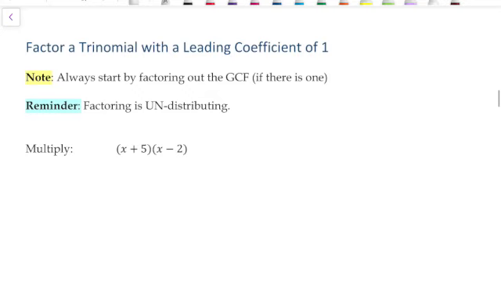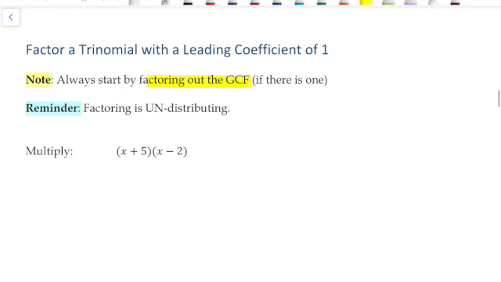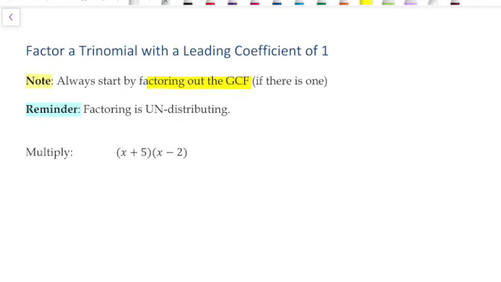All right, so now we're going to look at factoring a trinomial with a leading coefficient of 1. Always, always, always start by factoring out the GCF if there is one. All right, so a reminder that factoring is just undistributing. So let's look at distributing. So if we were going to distribute this, we would do it like this.